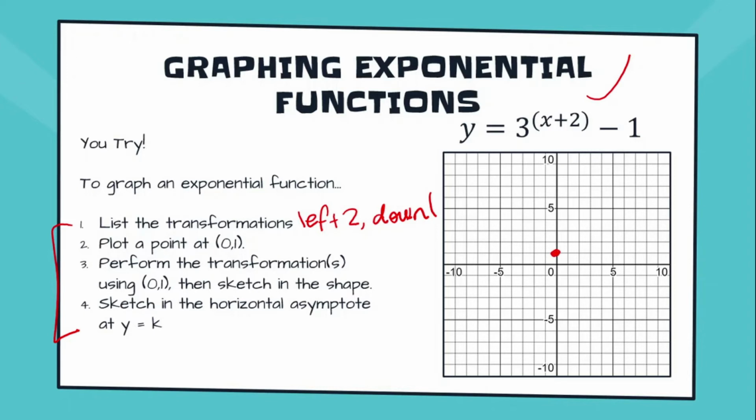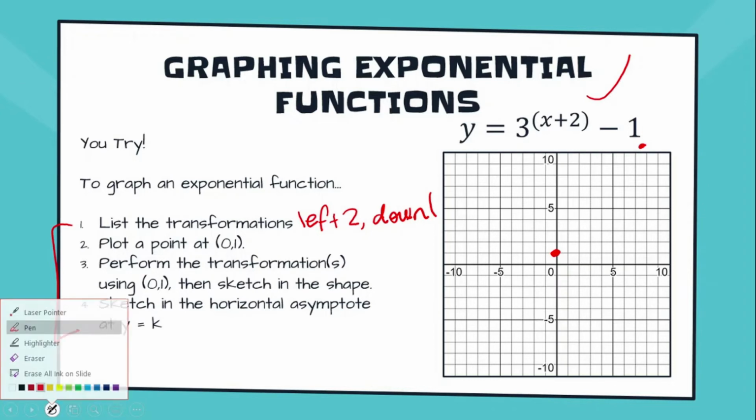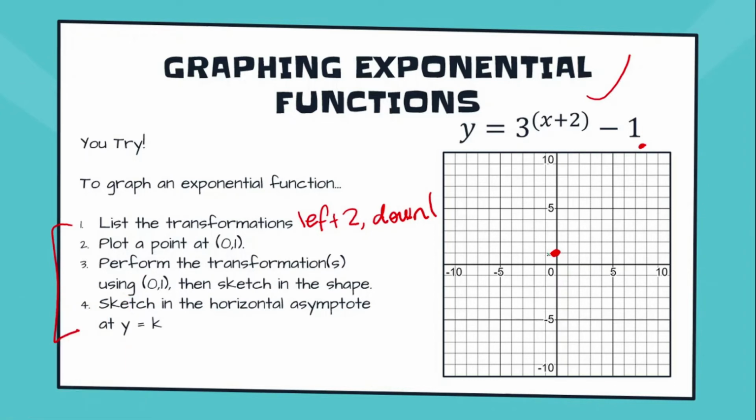All right, let's start. Gonna put in my point at 0, 1. We're going to shift this around. We're going to go to the left 2 first, and then we'll go down 1. Left 2, 1, 2. Down 1.